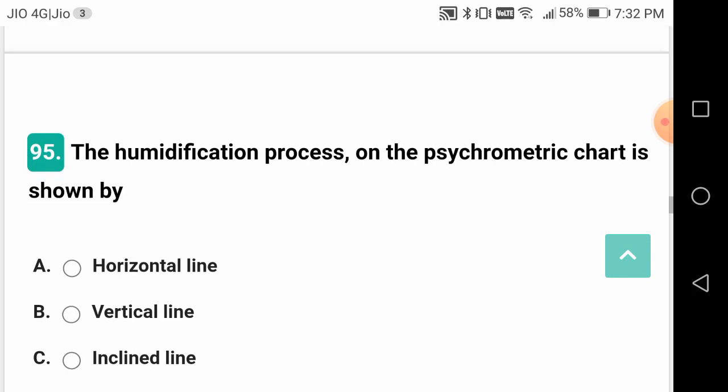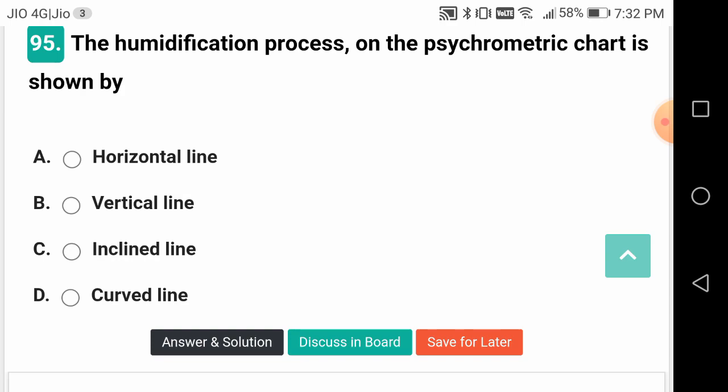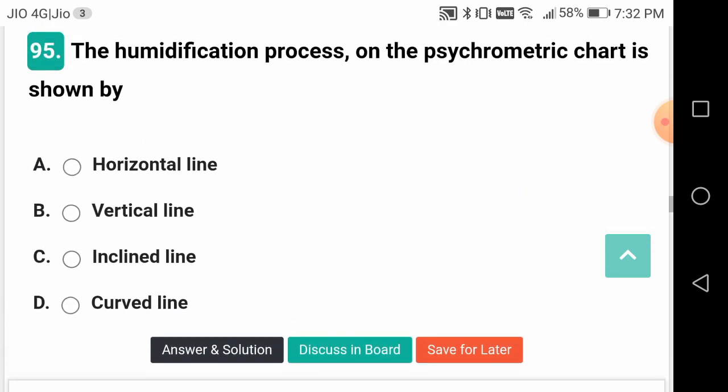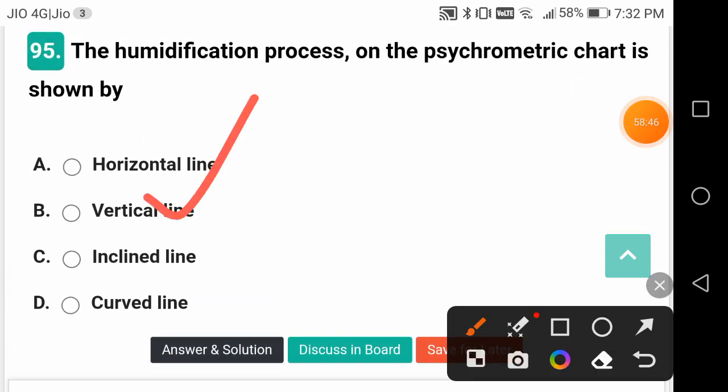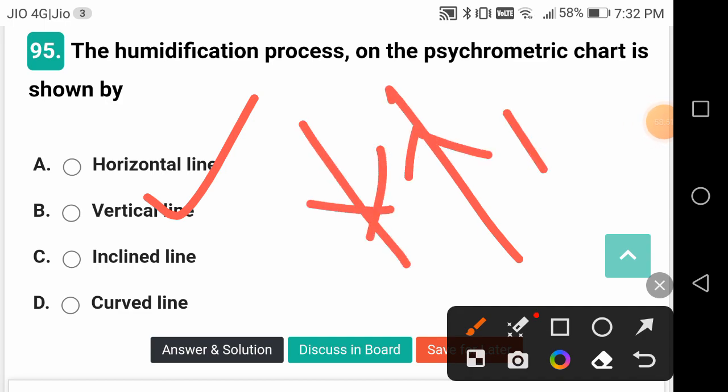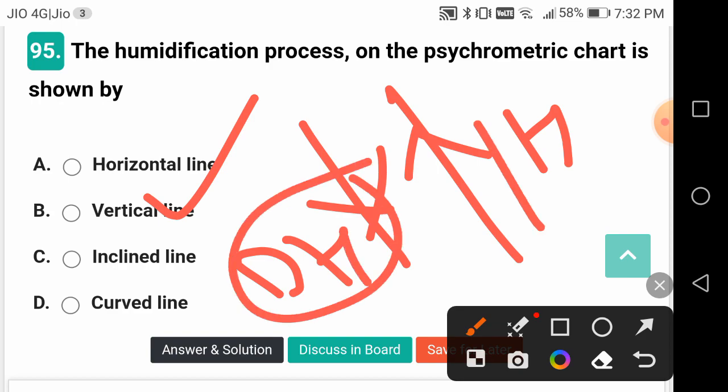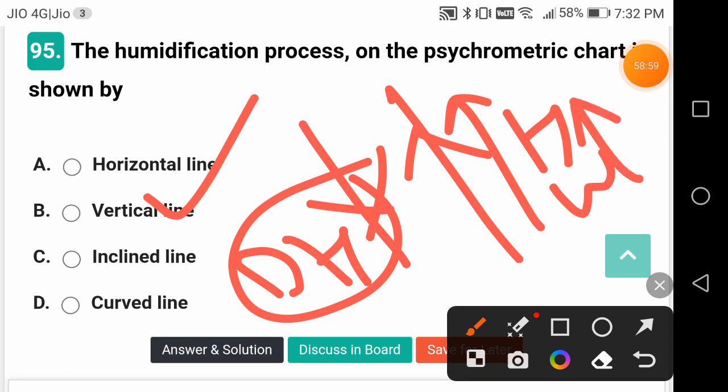The humidification process on the psychrometric chart is shown by a vertical line. Humidification, dehumidification, but both are vertical. Here the W is increasing, specific humidity is increasing. Okay. So in dehumidification, specific humidity is decreasing.